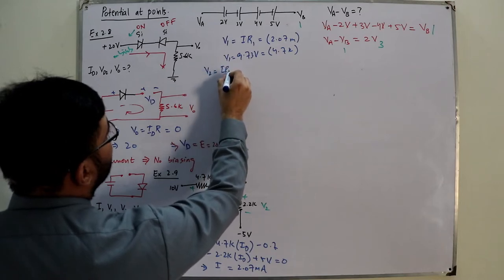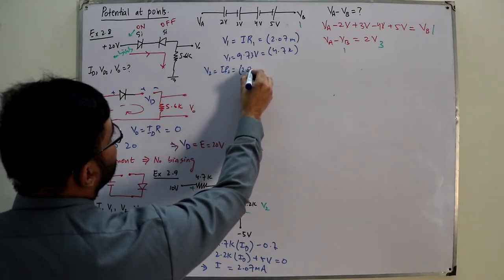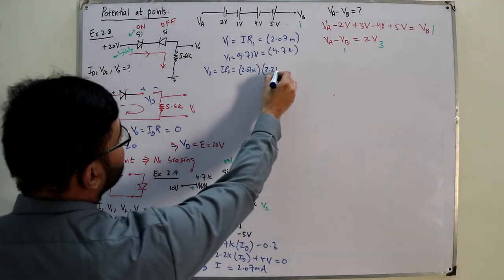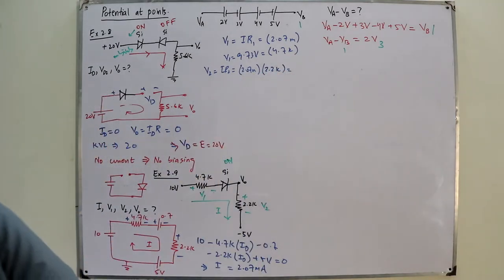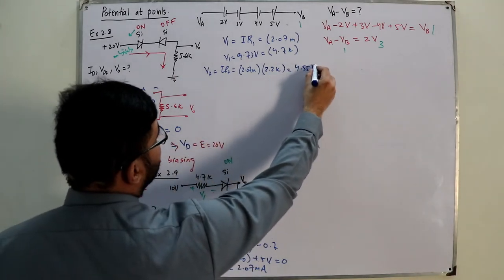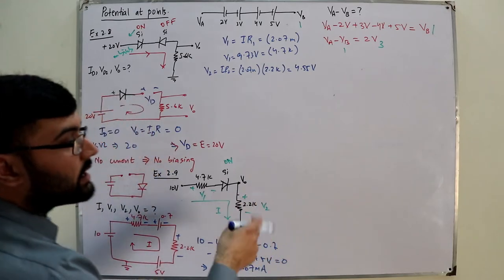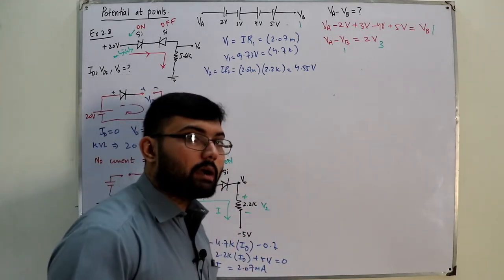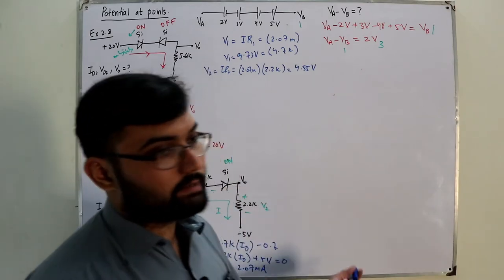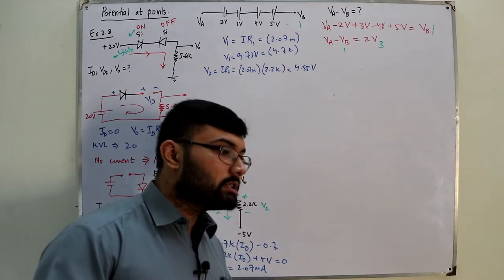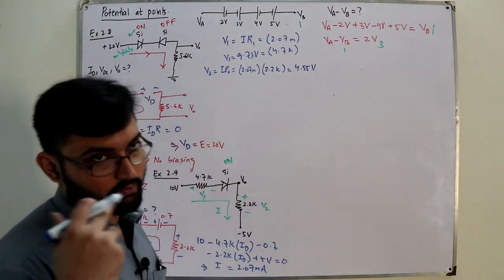V2 is what? It's I times R2, and I is 2.07 milli, times 2.2 kilo. V2 is what? 4.55. Confirm it. Once again, if I have any mistake in the calculations, let me know in the comment section. I will not have a chance to correct it, but somebody else watching the video can take help from it.